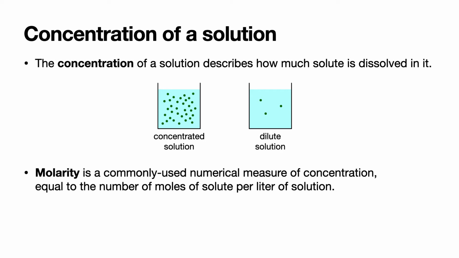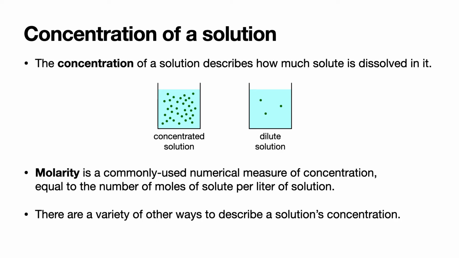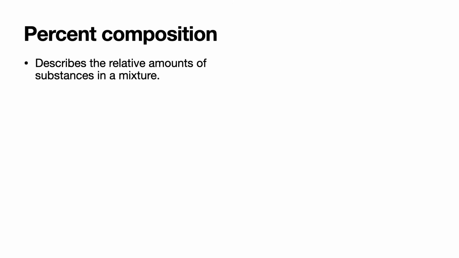It's defined as the number of moles of solute per liter of solution, and it's essentially the default concentration measure in the fields of chemistry, biochemistry, biology. If you talk to a chemist about the concentration of a solution, he or she will naturally think molarity. But that said, there are other ways to describe the concentration of a solution, and that's what we're going to be talking about today.